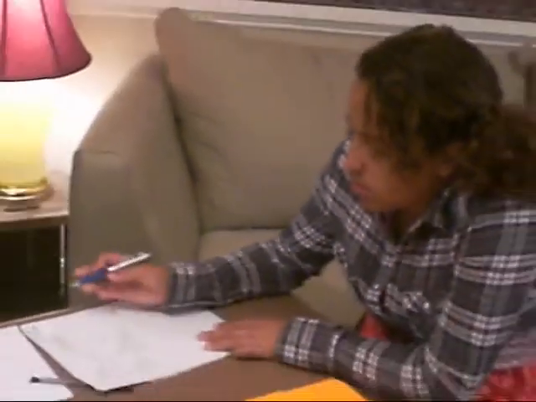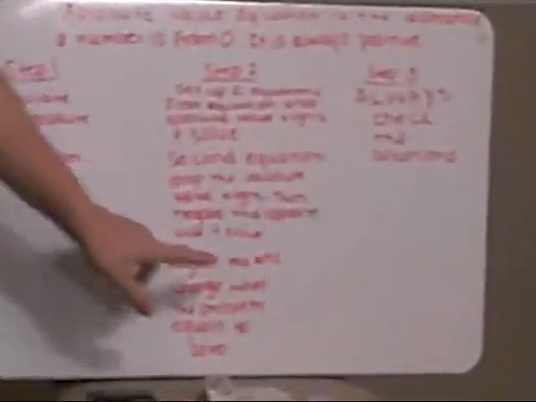Step 2, you need to set up two equations. First equation, you drop the absolute value signs and then you just solve. For the second equation, you drop the absolute value signs, then you negate the opposite side and solve. Negate means you change what the problem equals to a negative. Step 3, you must always check the solutions.